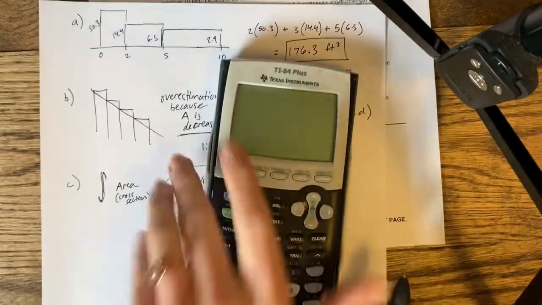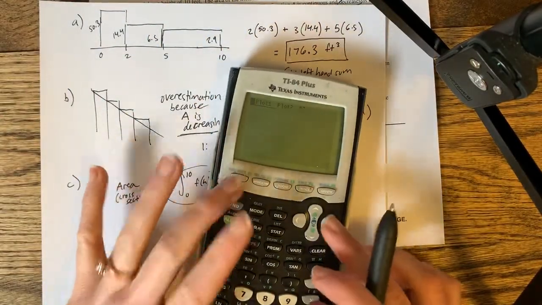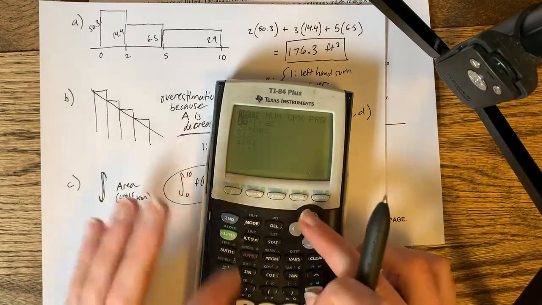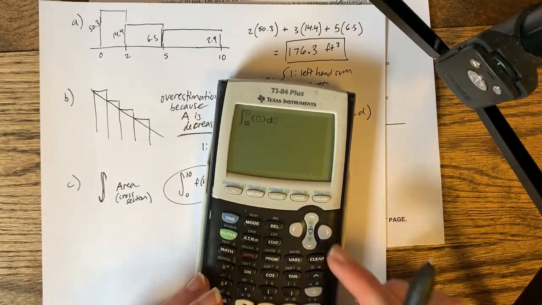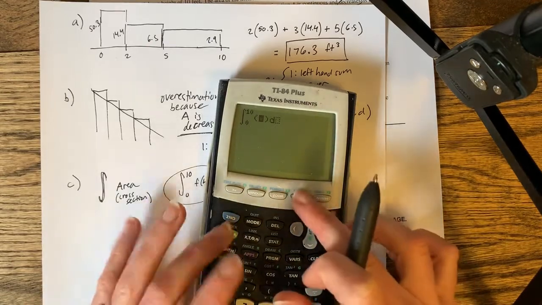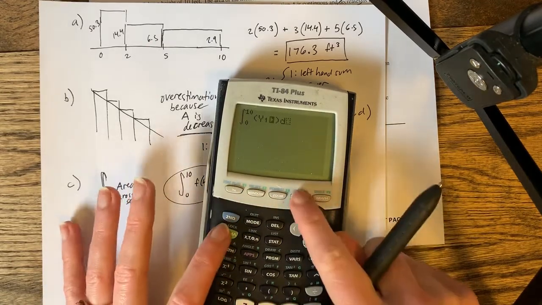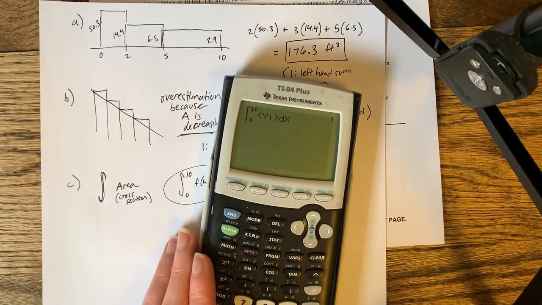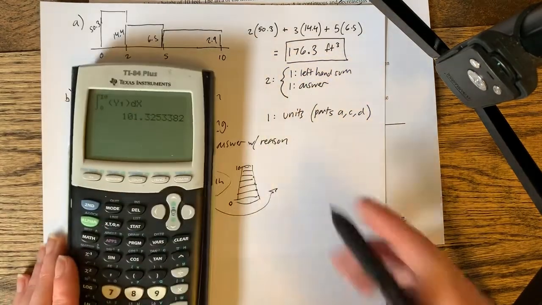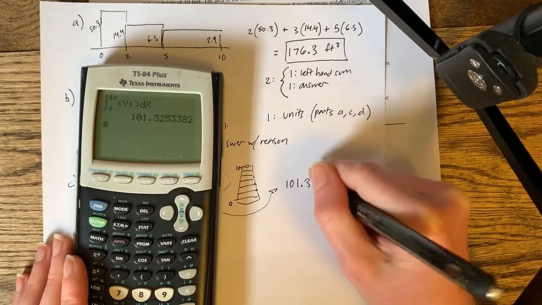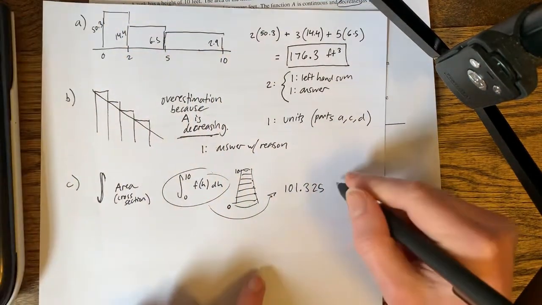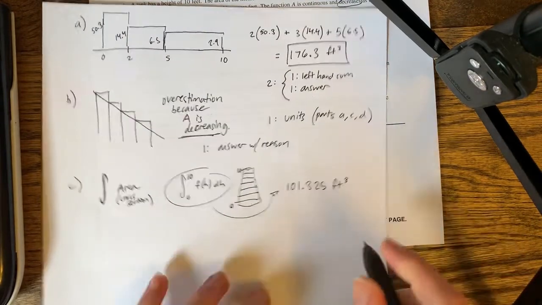So what I did is I put that function they gave me in for y1, and then I hit math and go to the integral and just put 0 to 10, and you can just put y1. I did alpha calc y1 dx, and once it calculates, I got 101.325. And again, we need some units. This is volume, so it's going to be feet cubed.